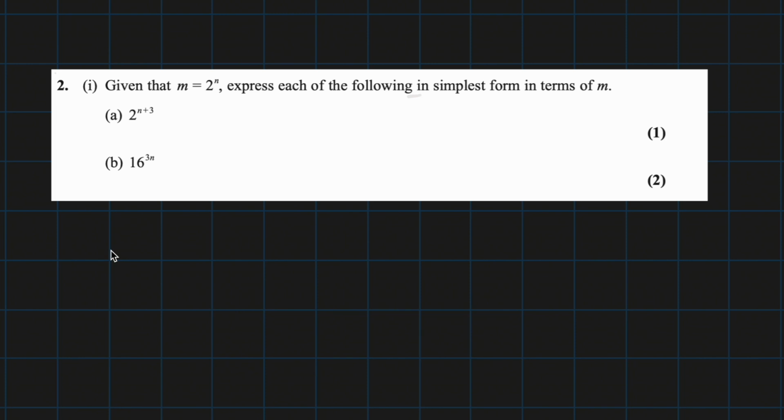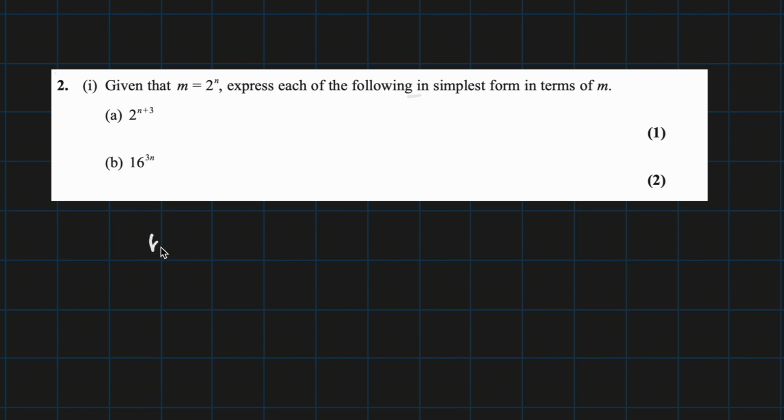Let's look at this question now. Same logic. I need to introduce m here. So I need to isolate 2 to the power n, which is just 2 to the power n into 2 to the power 3. Same thing. Now m into 8, or a better way to write it is 8m.